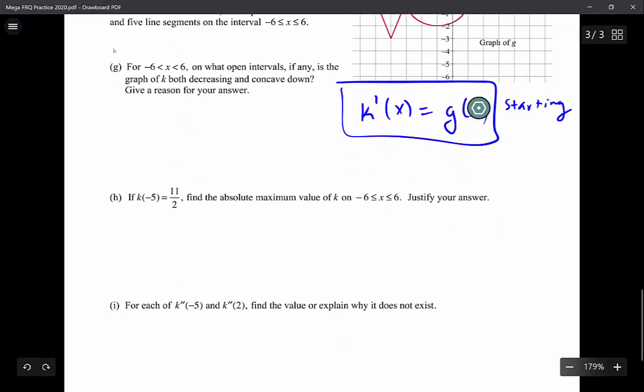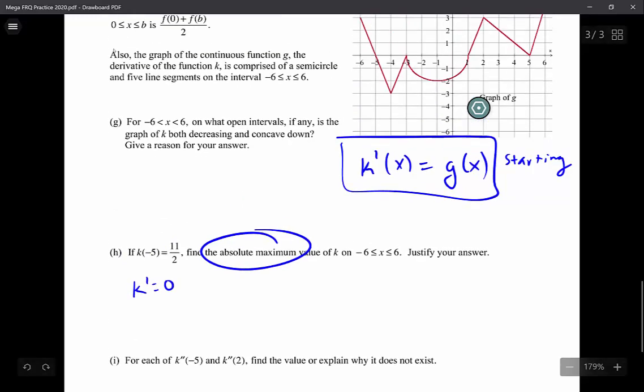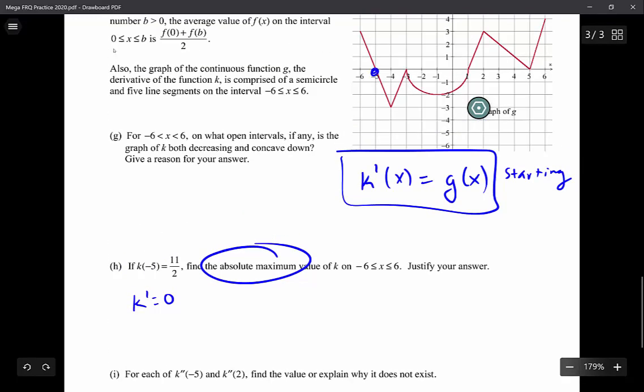H, if k of negative 5 equals 11 halves, find the absolute maximum. First step, as soon as we see that, k prime equals 0. Figure out where k prime is 0. Well, it's the zeros here: negative 5, negative 3, 1, and 5. So now we're going to make a candidates chart, x and k of x. And we're going to use negative 6, negative 5, negative 3, positive 1, 5, and 6.